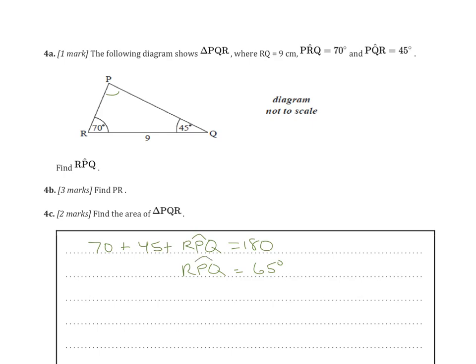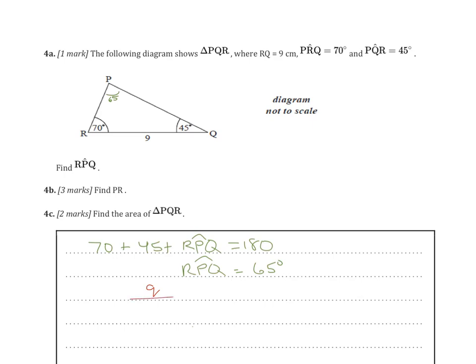Then the second part asks us to find PR. Before I do that, I'm going to label this as 65. So PR is right here, and we ask ourselves, can we use sine rule or do we need to use cosine rule? We do have this matching set, 65 degrees and 9, and then this partially complete set, 45 degrees and the side we're trying to find. So we can use sine rule. We're going to set that up.